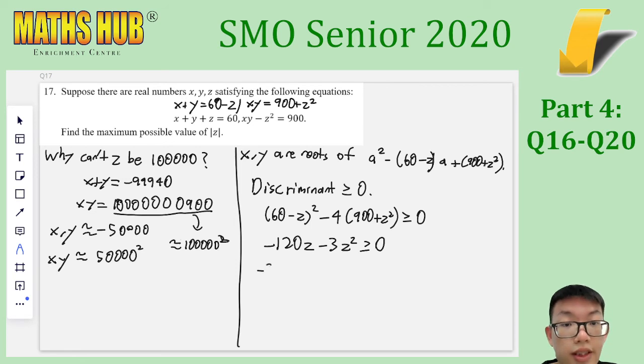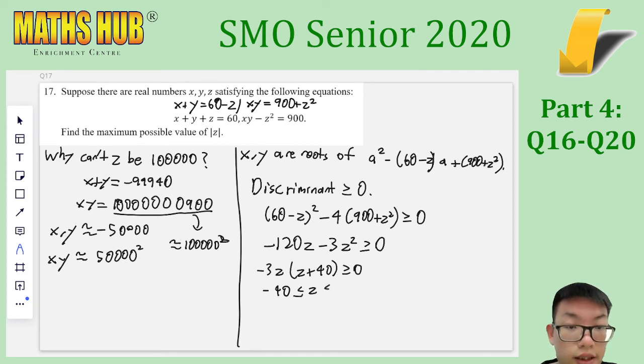To factorize, then the conclusion is that z is between negative 40 and 0. And so the maximum possible value of the absolute value of z is 40.